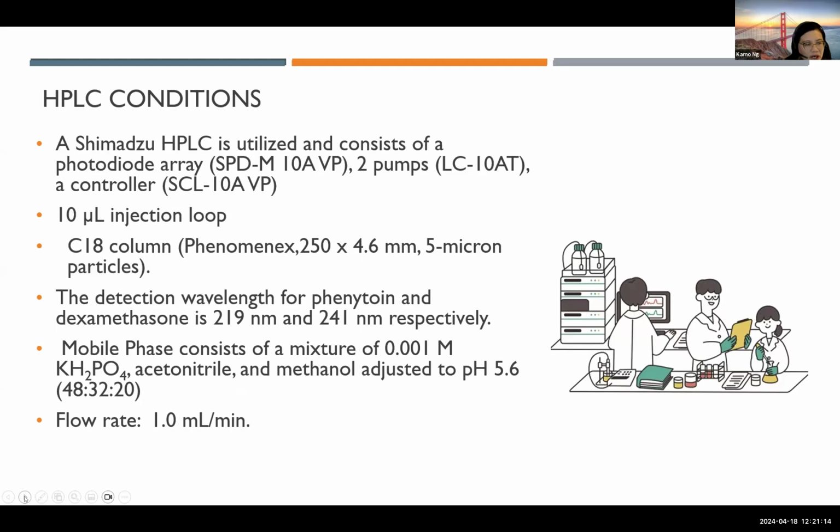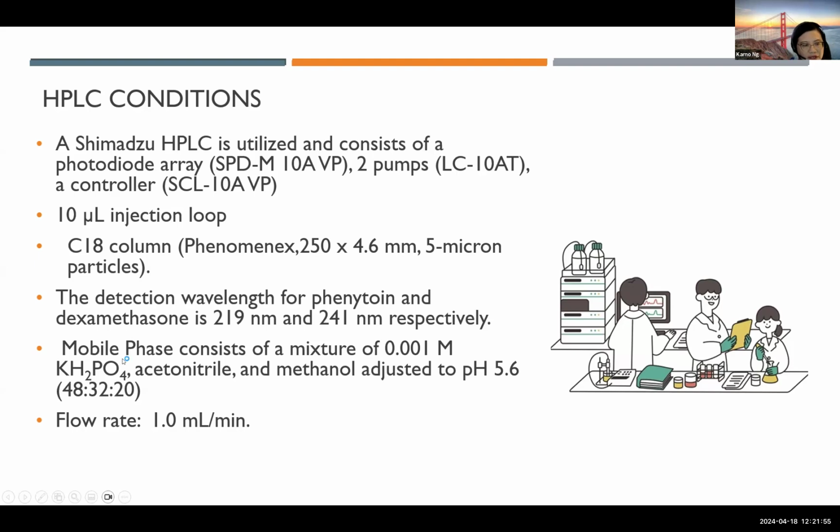The way we do our experiment is we first develop the high-performance liquid chromatography conditions. We use a Shimadzu HPLC. It consists of two pumps, and the detector we use is a photodiode array. We detect the dexamethasone at 241 nanometer and phenytoin at 290 nanometer. A C18 HPLC column from Phenomenex is used, and the sample we inject is 10 microliter.